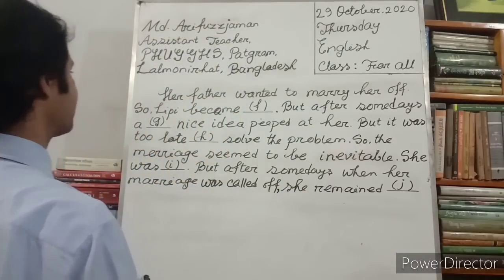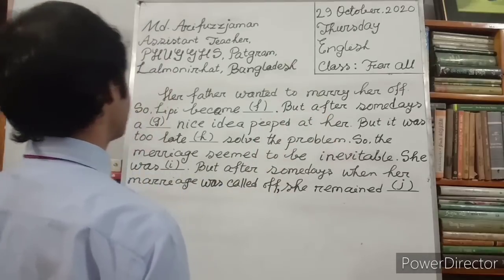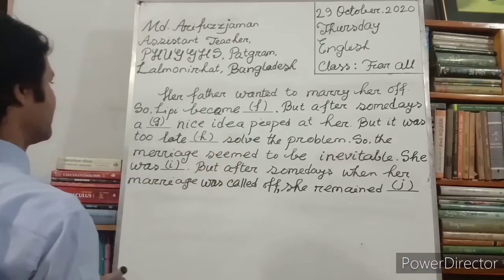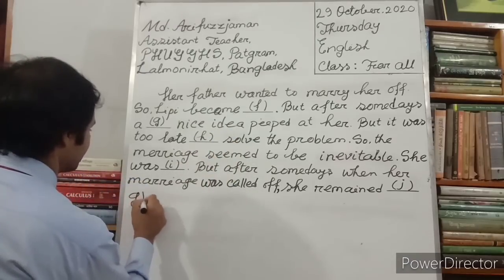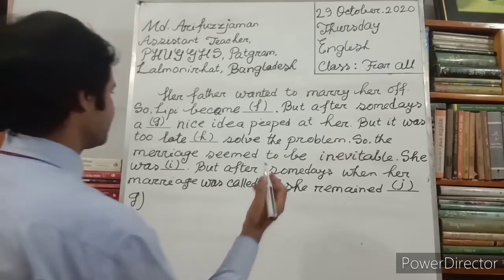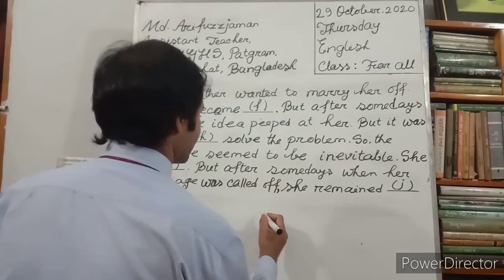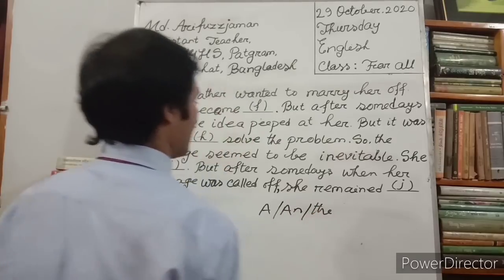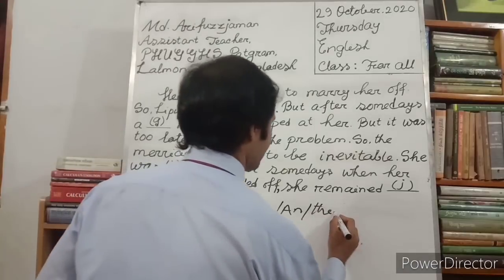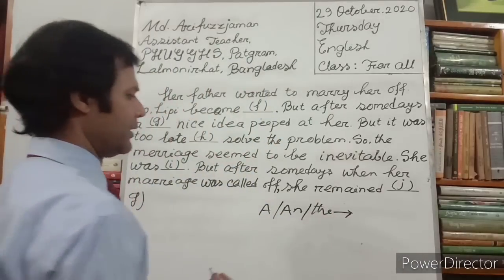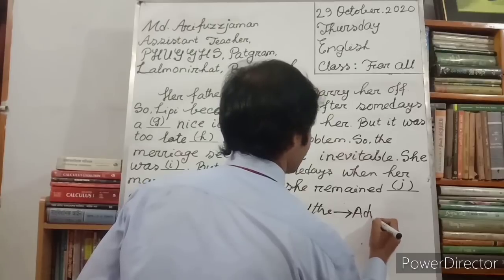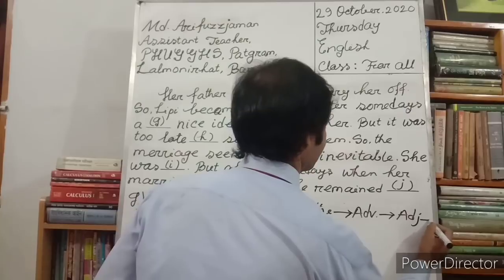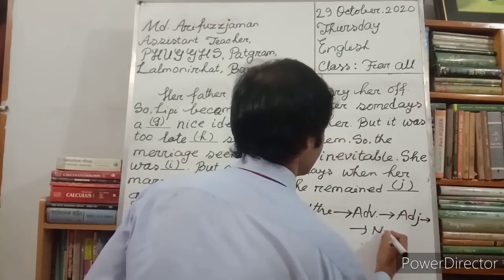In the next sentence, but after some days, there is a gap, nice idea. My dear students, call to your mind, if there is an article a, an, or the, after this article, the sequence of parts of speech will be: first you have to write an adverbial word, next you have to write an adjective word, and then you have to write a noun word.